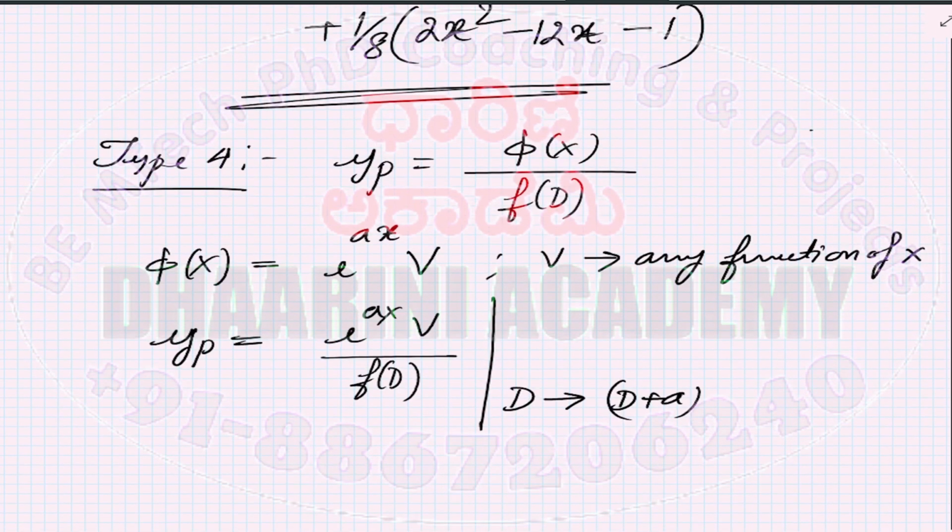So we use that idea here to convert any given function which belongs to type 4, where the right hand side of the differential equation given is in the format e to the power ax into any other function of x. Right? Okay, let's go for a simple example. We start with the yp part. We'll solve some questions, then we'll come back to the complete solution.